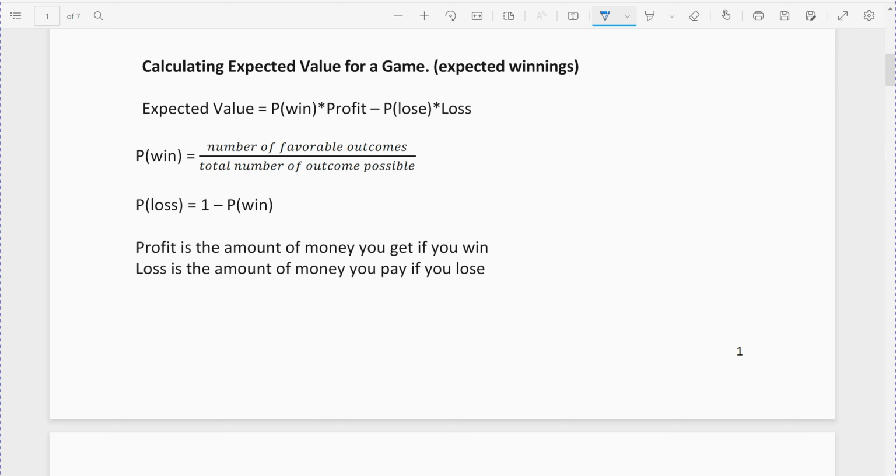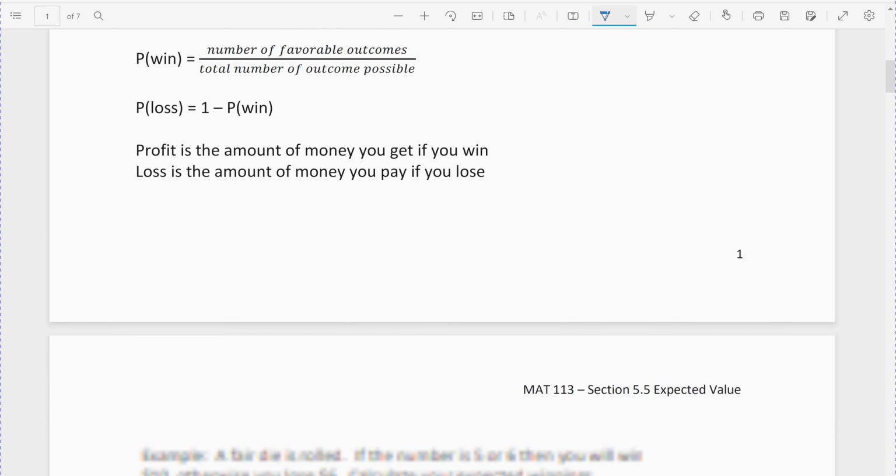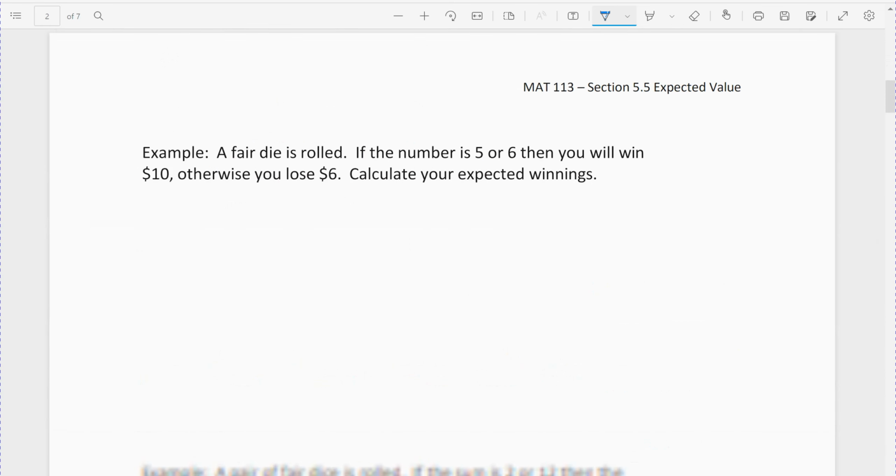Those are your two outcomes. You either win or you lose. There's the chance of winning and the chance of losing. And then again, the profit in this formula means the amount of money you could win, and the loss is the amount of money you would lose. And again, losing could also mean the amount in your payout when you pay to play. All right, so let's do a couple examples.